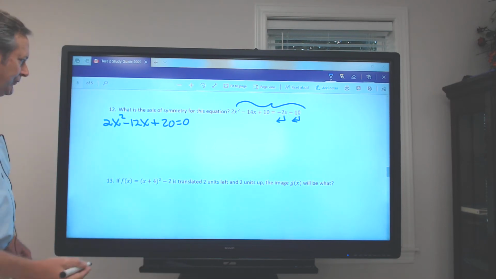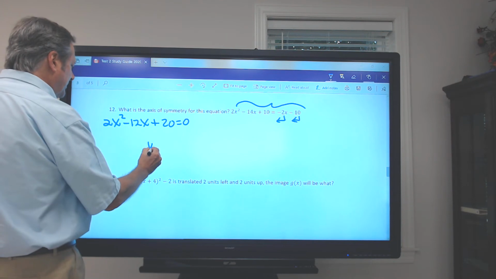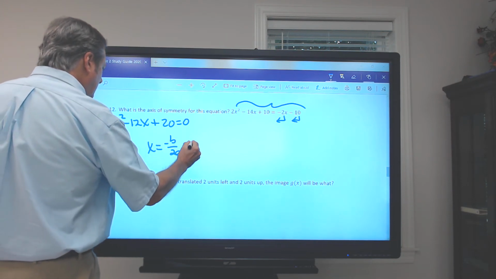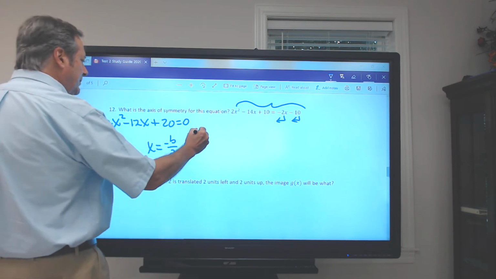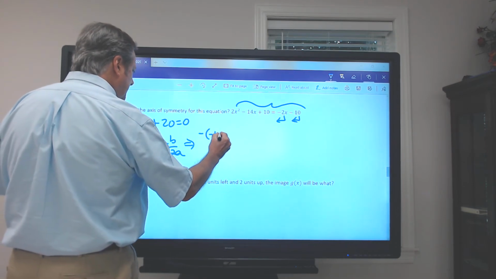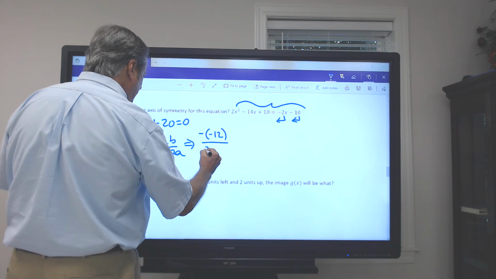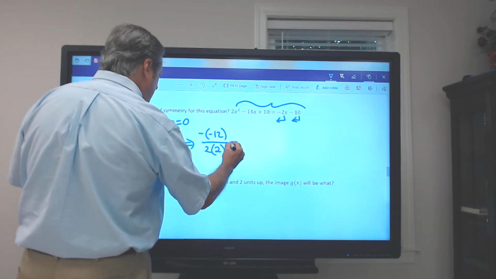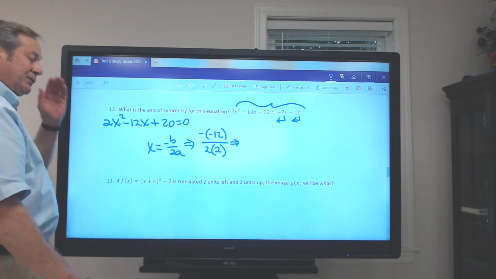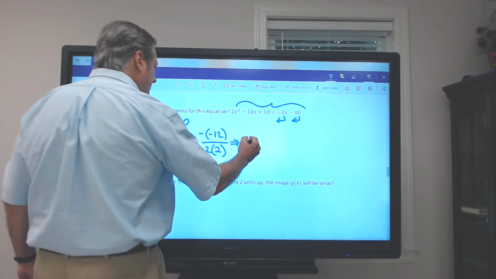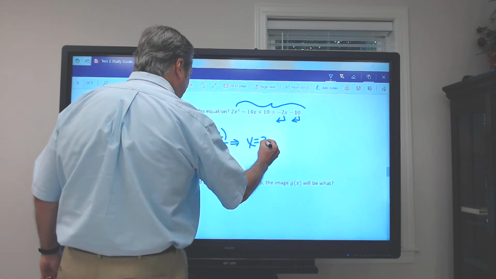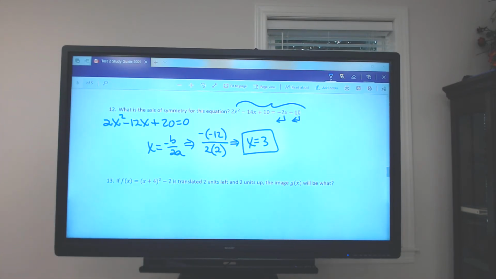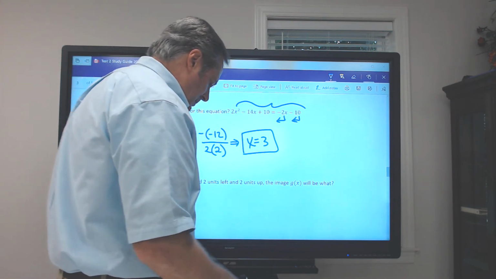Now, the axis of symmetry is super easy if you remember the little formula. X is negative b over 2a. Well, my b number is negative 12, so we're looking at a negative 12 over 2 times my a number, which is 2. And so that's going to be a positive 12 over positive 4, so in other words, it's going to be 3. X equals 3 is the equation of the axis of symmetry. Alrighty.